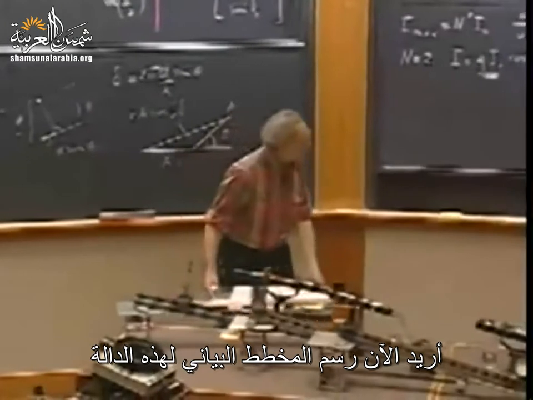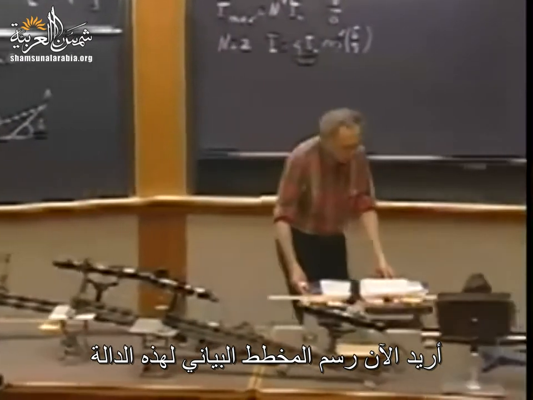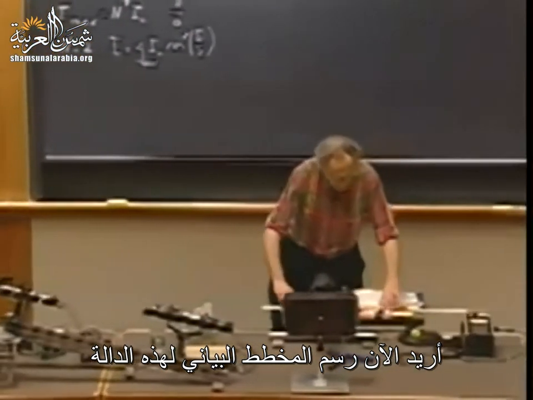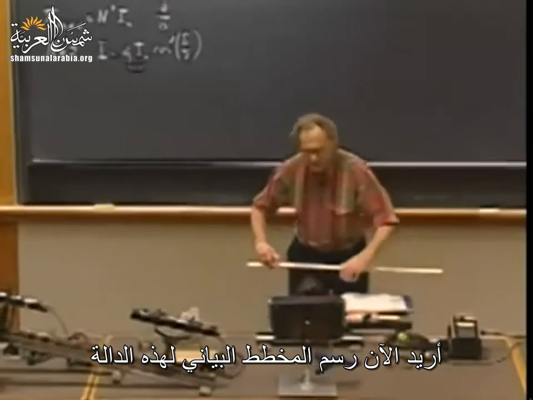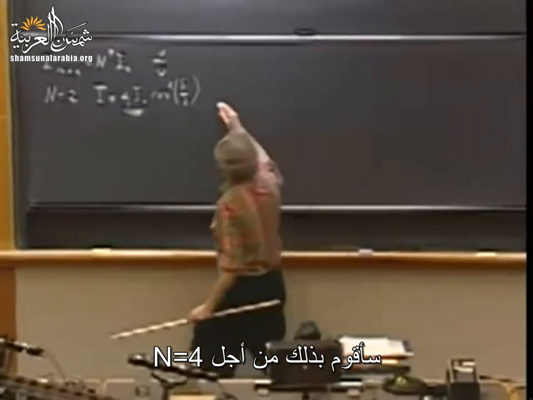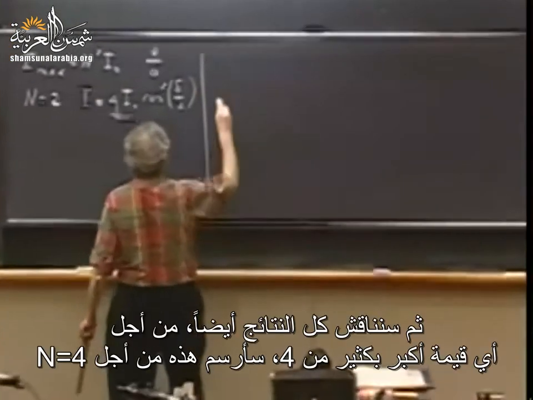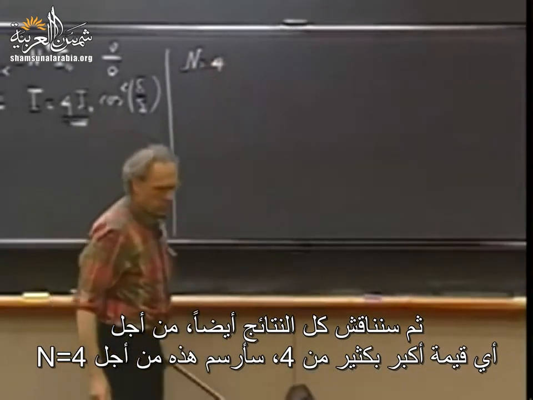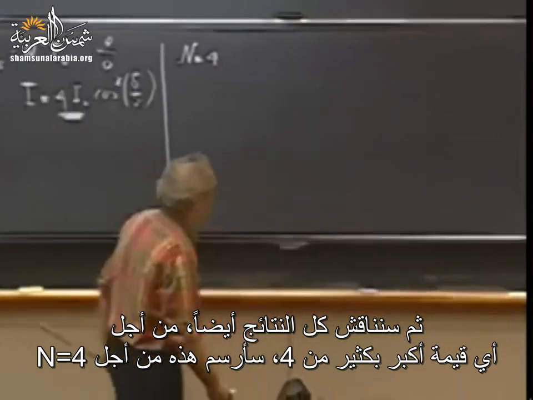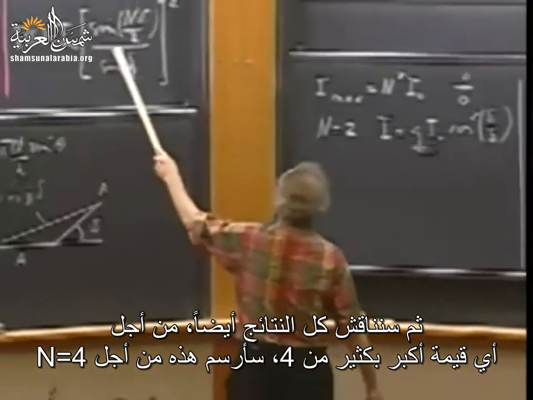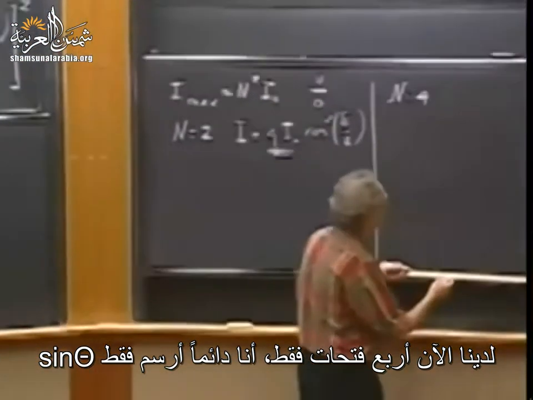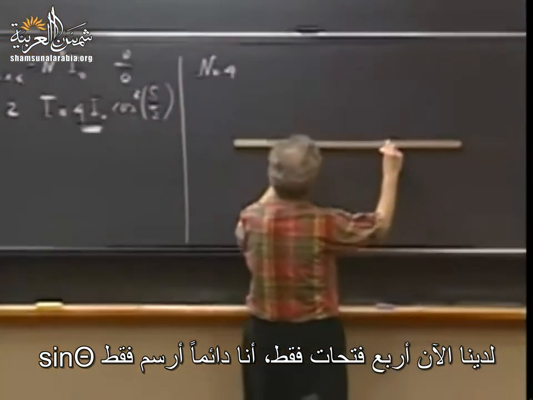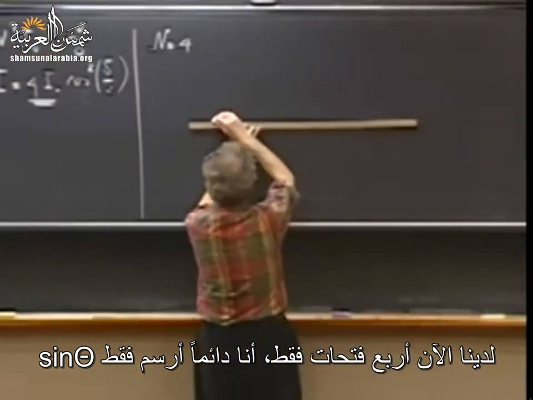So the first thing that I want to do now is to make a drawing, a plot of that function, and I will do that for n equals 4. And then we will discuss all the consequences, also for cases that n is much larger than 4. So I'm going to plot this for n equals 4. So we only have 4 openings now. And I always plot only sine theta.